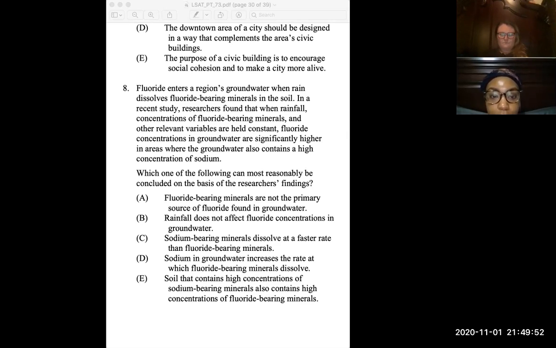A high concentration of sodium. So if there's a high concentration of sodium in the groundwater, then there's likely a high concentration of fluoride in the groundwater, with everything else being equal.